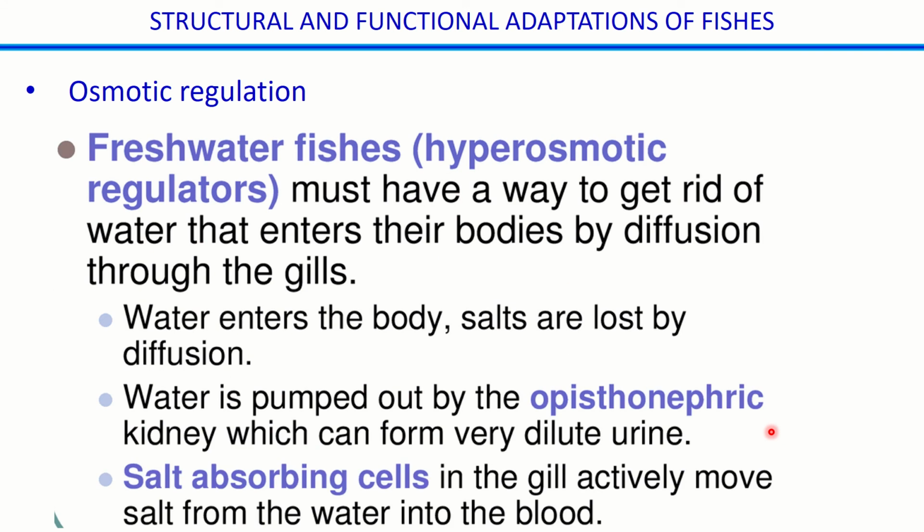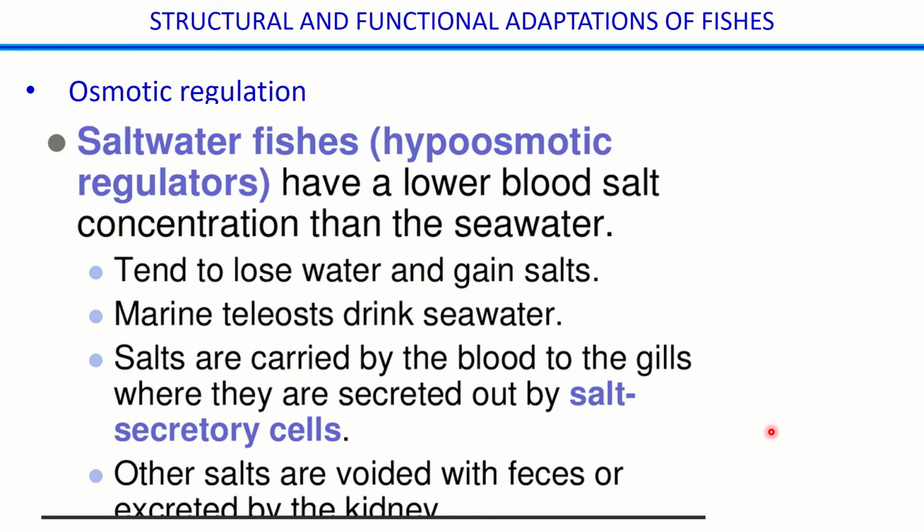Freshwater fish are hyperosmotic, and saltwater fish are hypoosmotic. They have lower blood salt concentrations than the seawater. They tend to lose water and gain salts. Marine teleosts drink seawater. They take it up through their stomach, remember, because they need the water. Salts are carried by the blood to the gills, where they are secreted by salt secretory cells. Other salts are voided with feces or excreted by the kidneys.